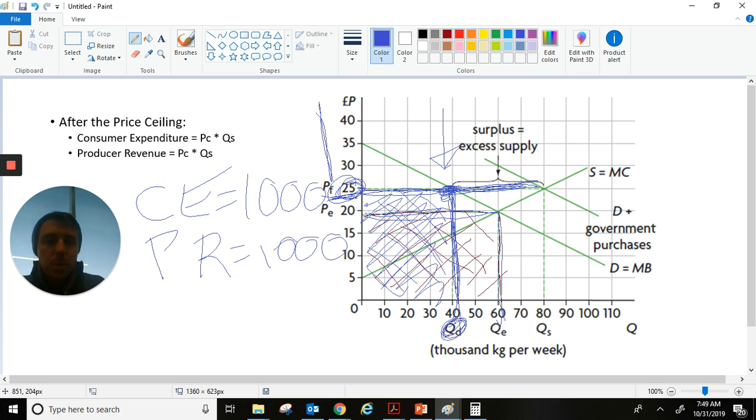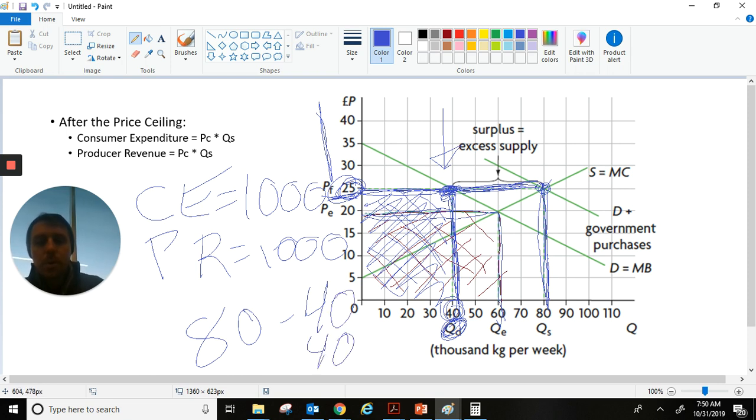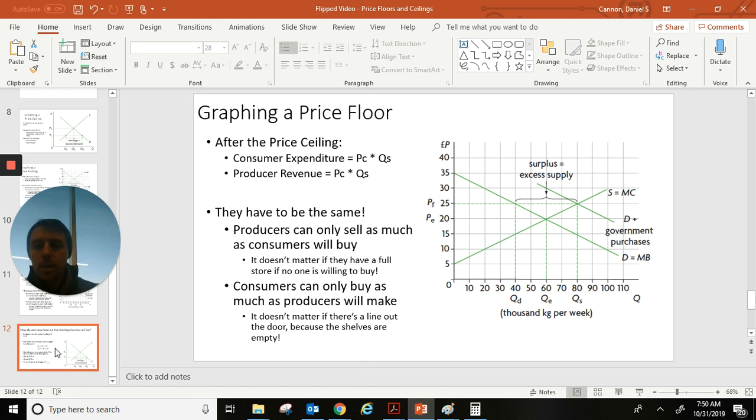Now this sets up a surplus, because technically at this price, suppliers wish they could sell 80, but simultaneously consumers are like, nah, at 25, we're only going to buy 40. So they went down from 60. So you have 80 minus 40, and you have a surplus of 40, meaning suppliers are really excited about this price of 25, but at the exact same time, consumers are buying fewer, and so you have 40 extra units on the shelf.